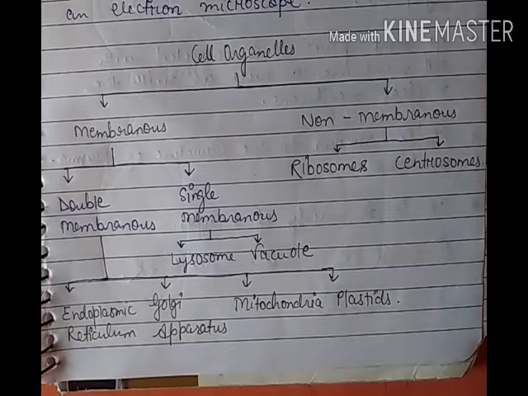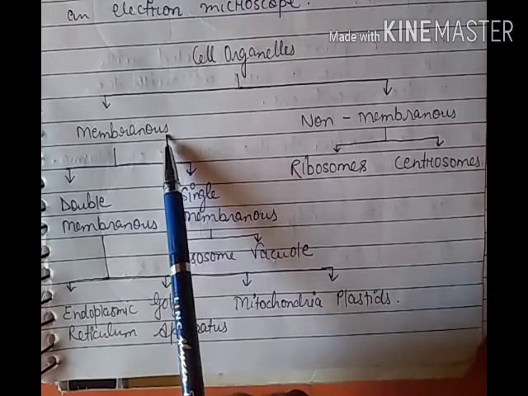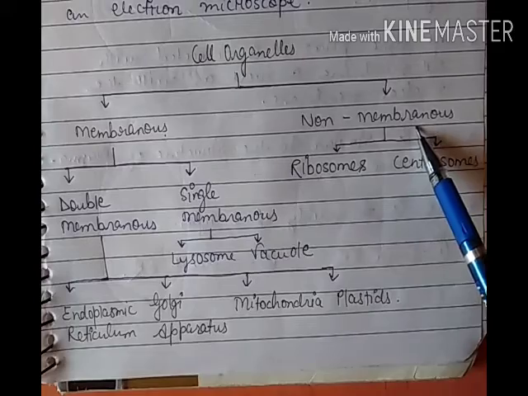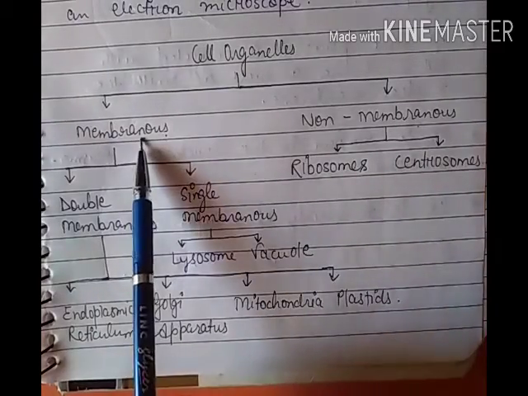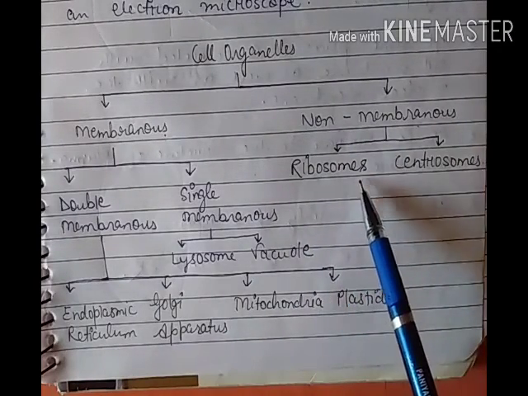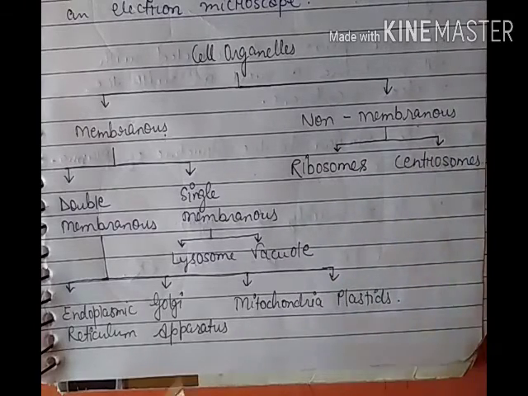I said that cell organelles are membranous, or sometimes some cell organelles do not have a membrane. So you can divide the cell organelles into two categories: those that have membrane in their structure, meaning they are made up of membrane, and those that do not have any kind of membrane. So you can divide them into membranous cell organelles and non-membranous cell organelles. Examples of non-membranous cell organelles are ribosomes and centrosomes. These two cell organelles do not have any kind of membrane.